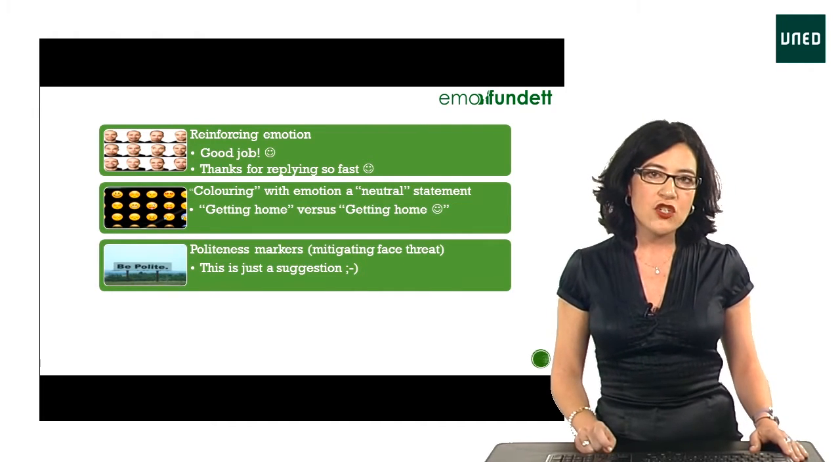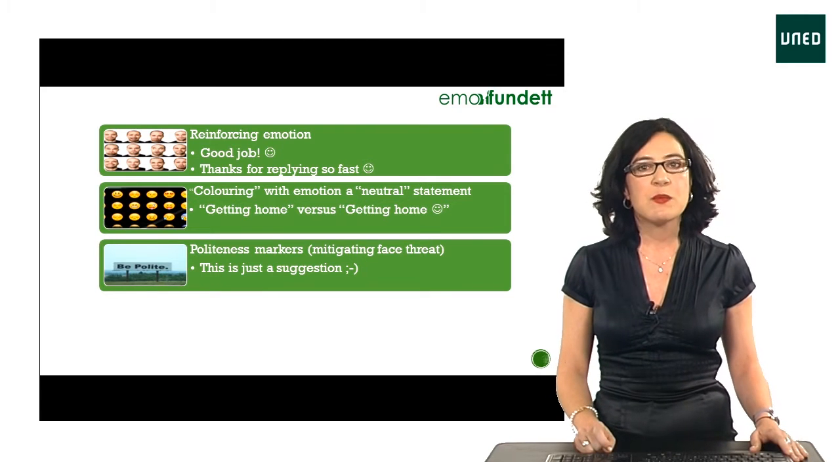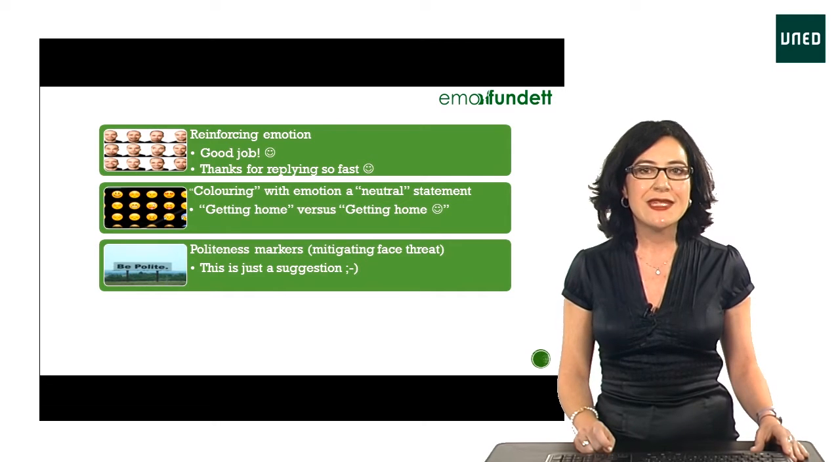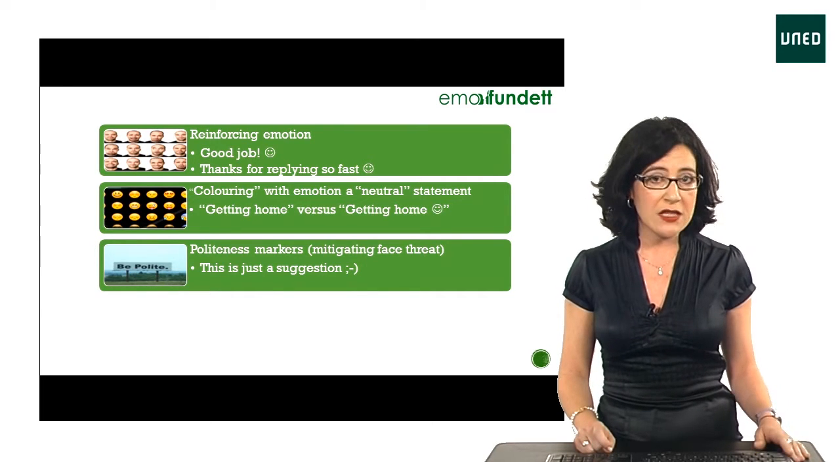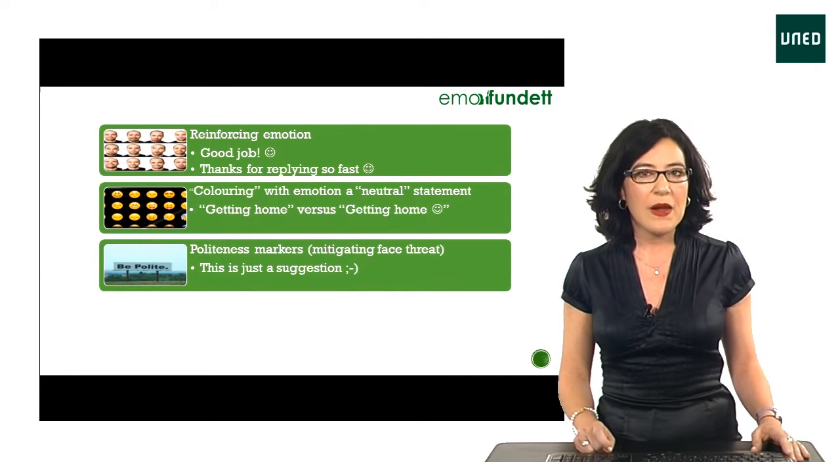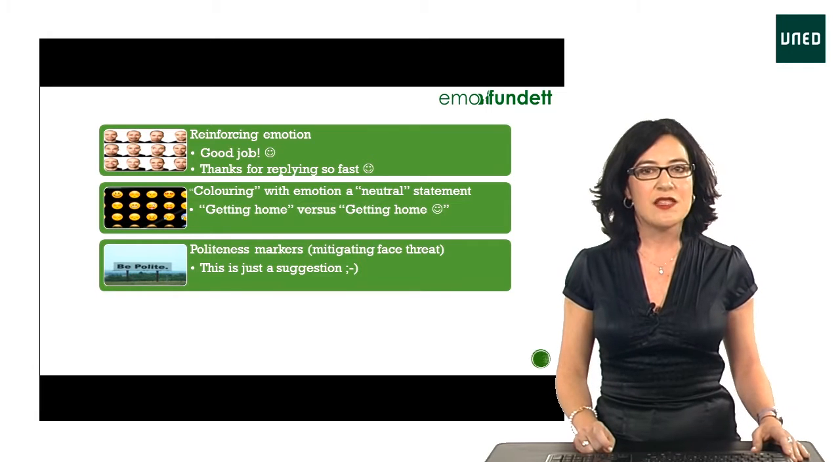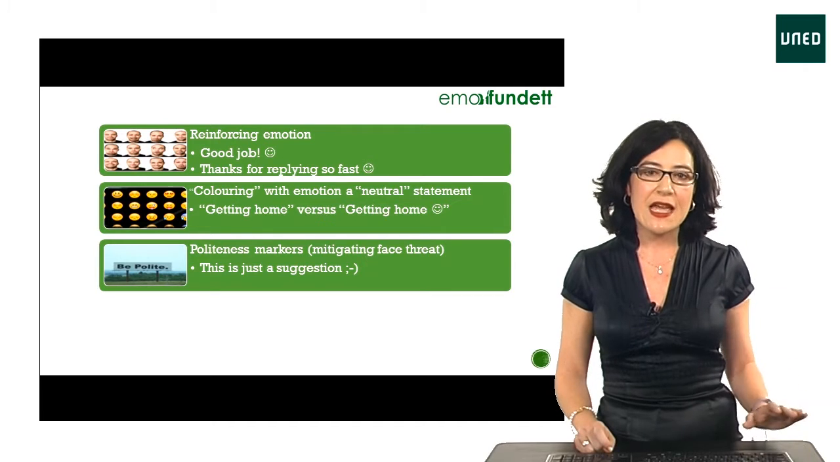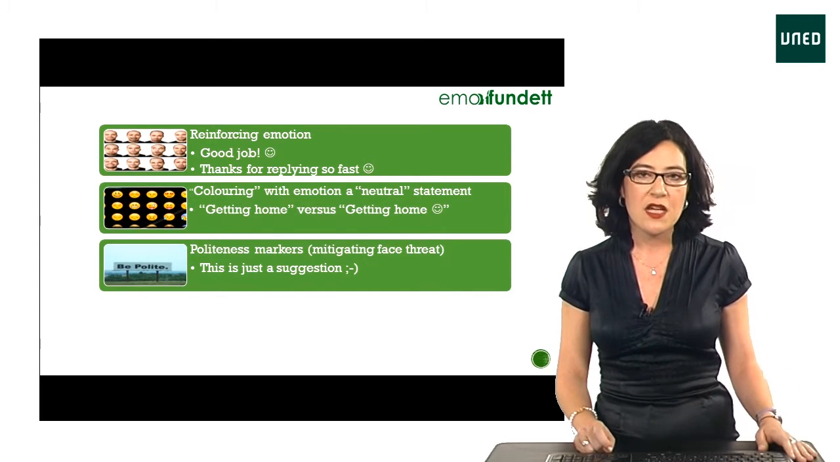Another important function emoticons can perform is as politeness markers. What's the meaning of that? Well, that means that we can mitigate the imposition towards our interlocutor. For example, if we're criticizing softly, like saying this is just a suggestion, that implies that we probably didn't really like the previous idea. So by adding that little wink, we're simply mitigating that possible threat towards the face of the interlocutor.